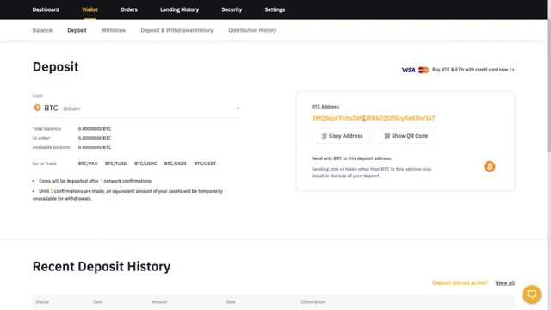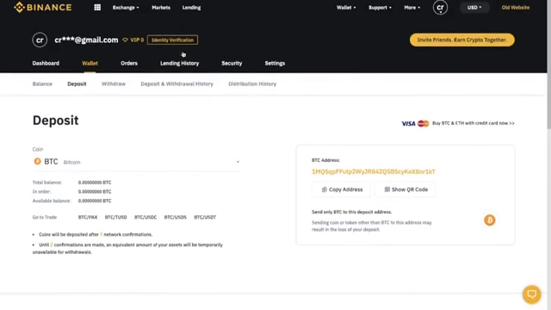Once your funds are in, they'll then appear within your balance. Now if I scroll up and go to exchange, under the exchange you have two different types of exchanges. You have the advanced and you have basic. Advanced allows you to do things like chart, but we're just going to be focusing on basic today.